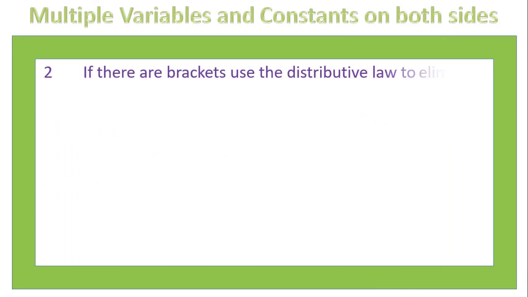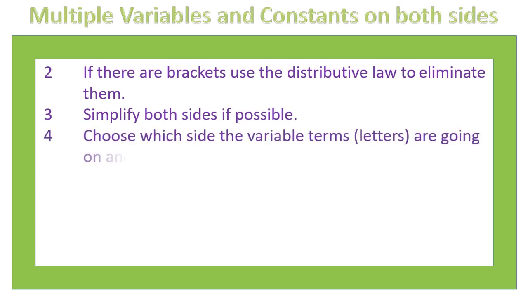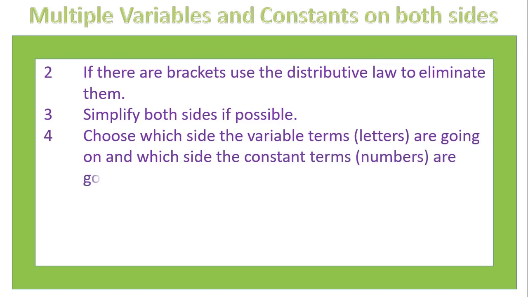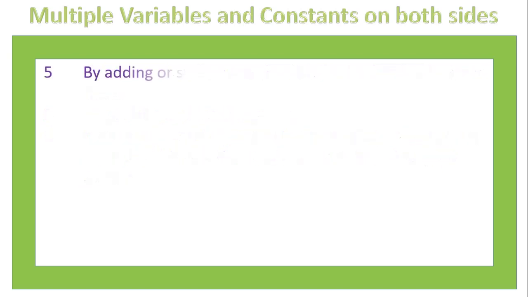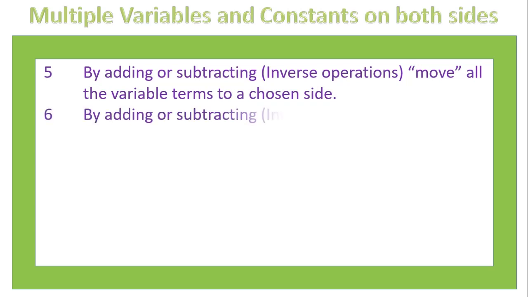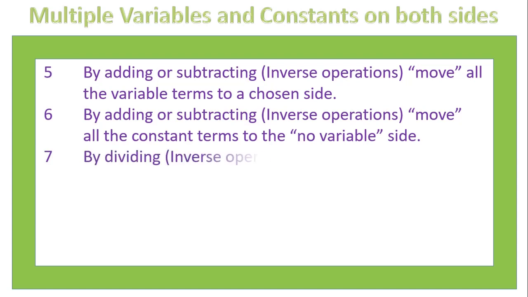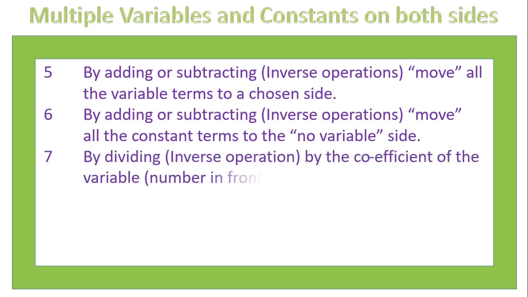Step 2, if there are brackets, use the distributive law to eliminate them. Step 3, simplify both sides if possible. Step 4, choose which side the variable terms are going on and which side the constant terms are going on. Step 5, by adding or subtracting, move all the variable terms to a chosen side. Step 6, by adding or subtracting, move all the constant terms to the no variable side or the other side. And then step 7, by dividing by the coefficient of the variable, get it by itself.